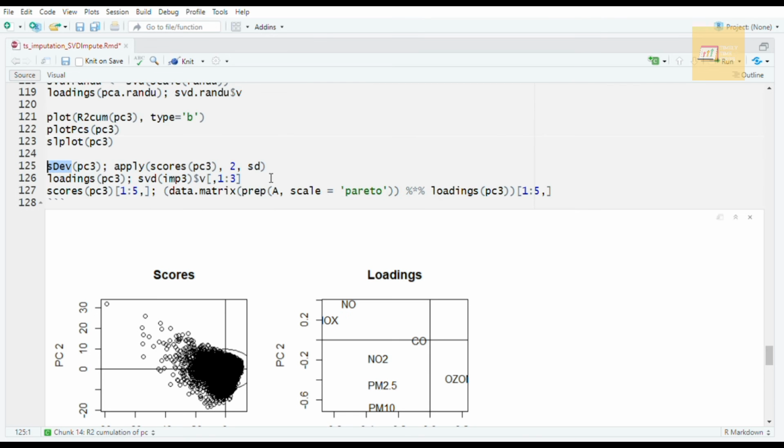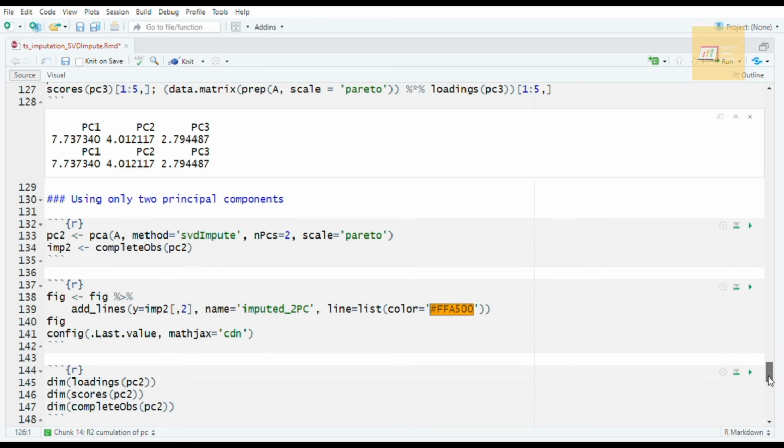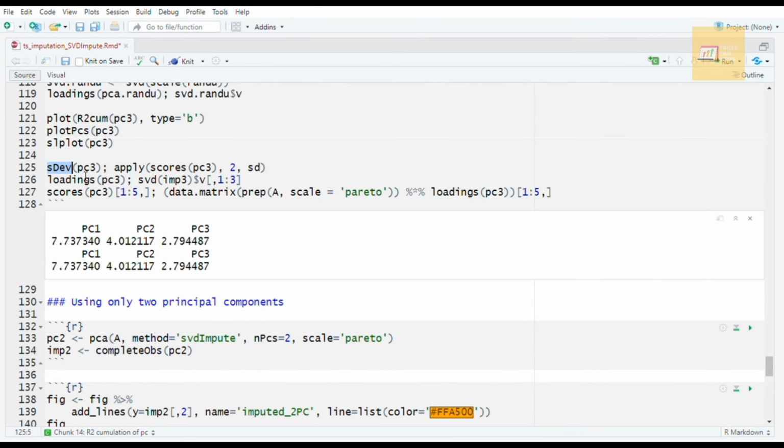And then by running the SDEF, which I already showed you earlier, this can show us the eigenvalue. And I just want to show you that running SDEF of PC3 is actually the same as applying the standard deviation of each column in the scores of PC3. Okay, as we can see, they are exactly the same.